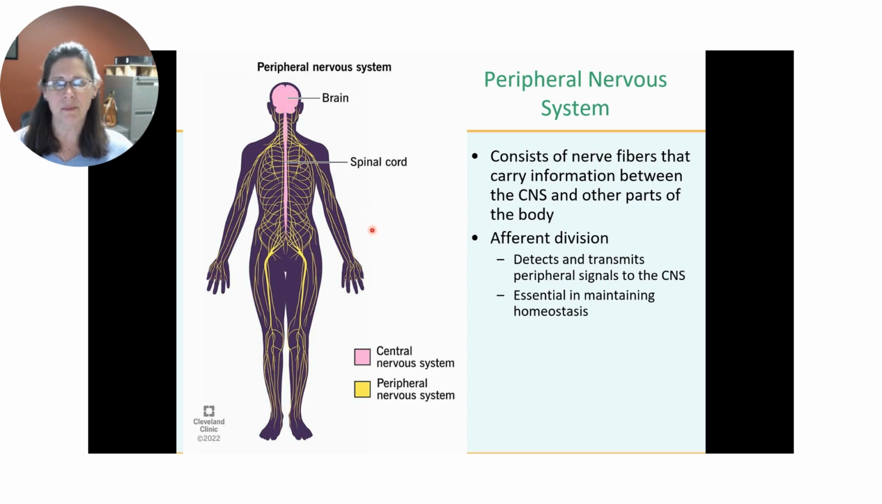So at this point, we're looking at the afferent division. Afferent meaning bringing information to the central nervous system. Okay. And then, of course, once it gets processed there can be an efferent output. But we're not going to go through that in this video.